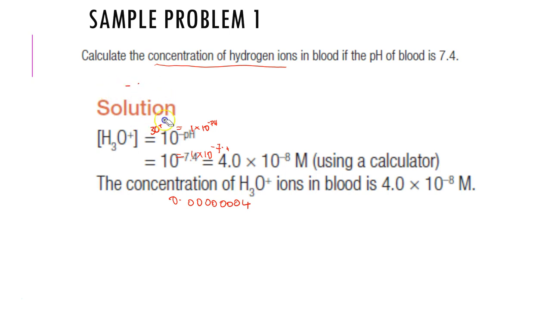We need to remember this form of the equation, substitute it in, and then what we get is 4 times 10 to the negative 8, because this will be 1, 2, 3, 4, 5, 6, 7, 8 for my scientific notation. So we get 4 times 10 to the negative 8 molar. So if the pH of blood is 7.4, then we have quite a small number of hydronium ions in solution.